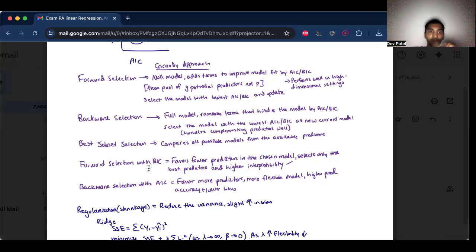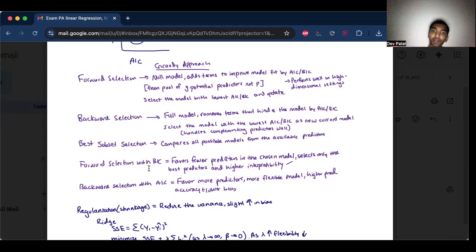So yeah, did I say that correctly? Forward selection with BIC favors fewer predictors in the chosen model. So if you're looking for higher interpretability, if you want only the best predictors that can explain the dependent variable really well, that's forward selection. You want to use forward selection with BIC.